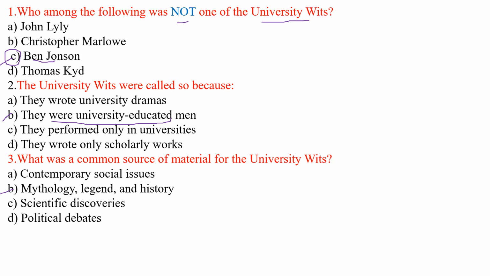For example, you see Christopher Marlowe's drama Tamburlaine the Great. It was based on the historical figure Tamerlane, and then Dr. Faustus by Marlowe was also inspired by the German legend of Faust. So that's why we can say that the common source of material for the University Wits was mythology, legend, and history.